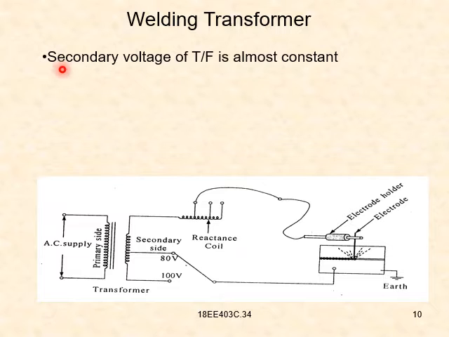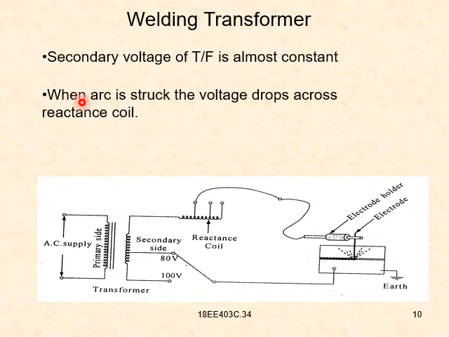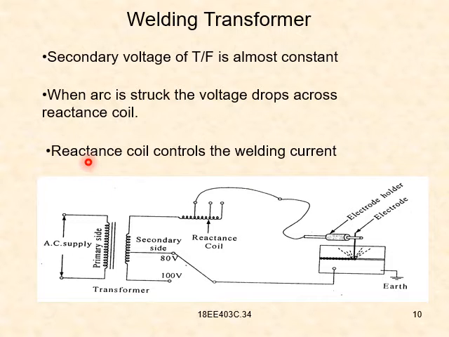You can see here, secondary voltage of transformer is almost constant. When arc is struck, the voltage drops across reactance coil. A reactance coil controls the welding current, as I said to you. Please make the diagram and make a note of the points.